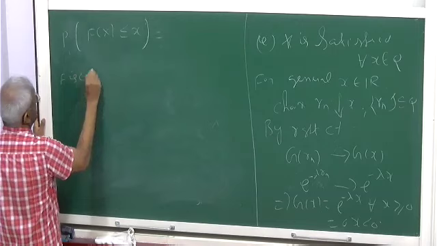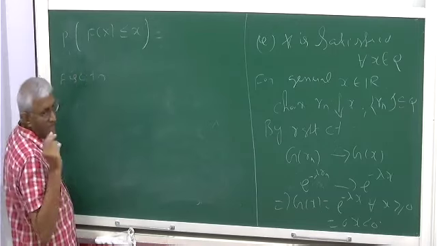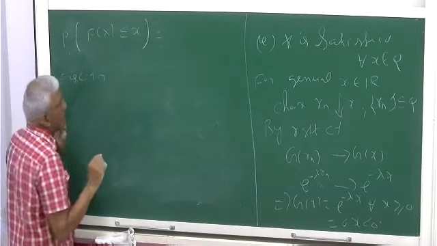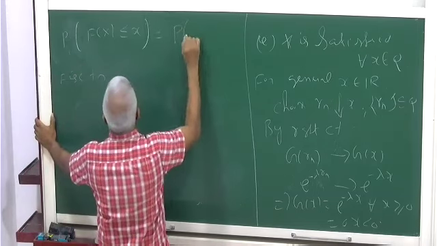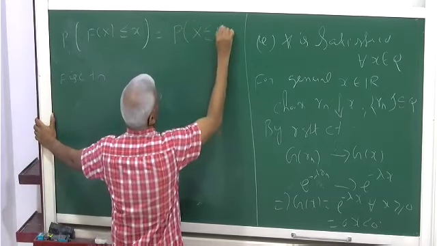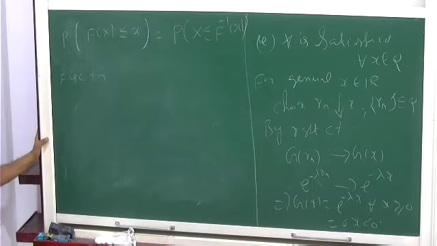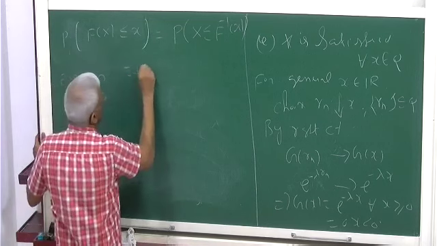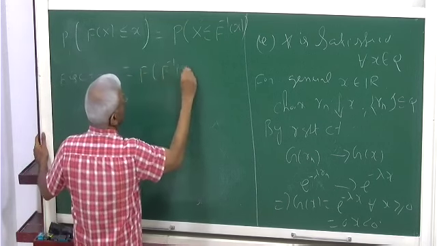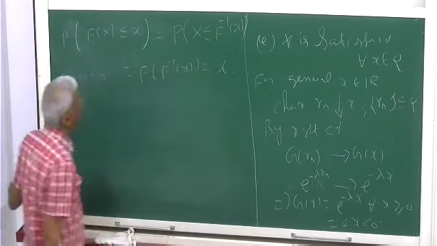Then this is equal to... F is continuous. We assume F is continuous, so it is strictly increasing and has an inverse. So this is the same as the probability that X is less than or equal to F inverse of x.